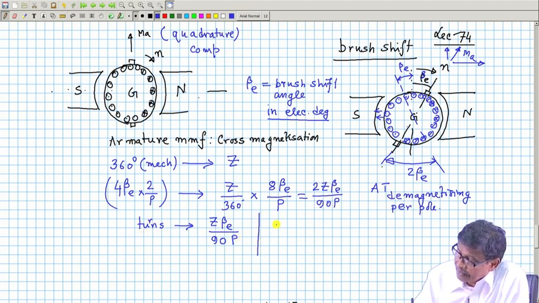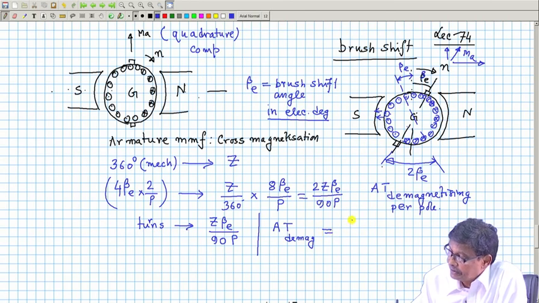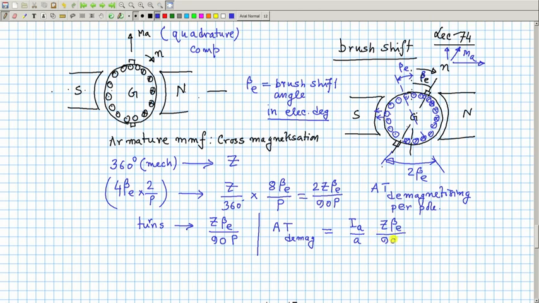Therefore, the demagnetizing ampere turns will be the current flowing through the turns, that is I_a by A, into this one, Z beta E by 90 P, and this ampere turns will be dropped in these 2 air gaps. So, per pole it will be half of this. So, this will be I_a Z beta E by 180 A P. This will be the thing.